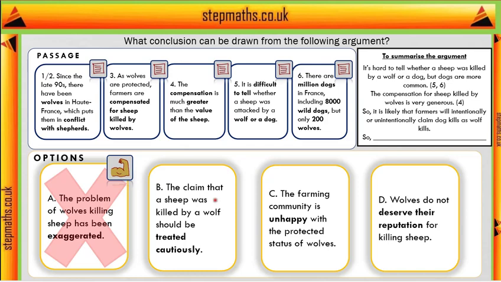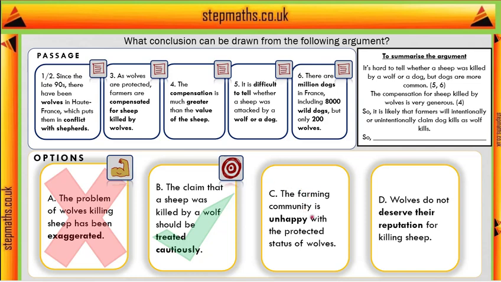If we look at B, it says the claim that a sheep was killed by a wolf should be treated cautiously. So does that follow? Well, again, that does look a bit like what we said follows. So it's likely that some dog kills will be claimed as wolf kills. But we can see it's importantly weaker than A, because it's just saying we should be cautious. So we should suspect that this can happen, not that it has actually happened. So actually this looks like a good conclusion. So we should be cautious if it's easy to confuse the two, but it's not going beyond that. It's not too strong. Let's just check C and D to see if they can't be the conclusion.